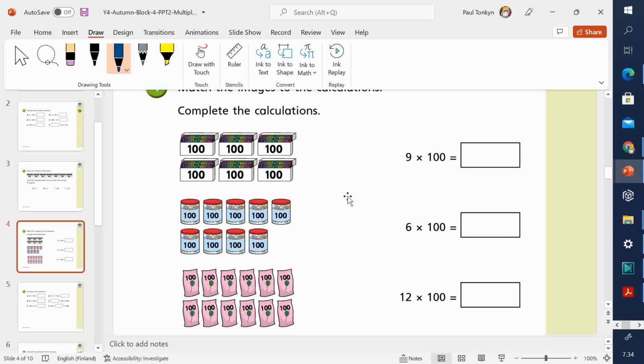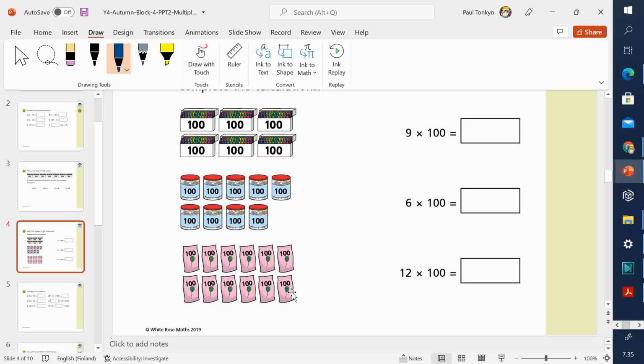Okay, next one. Now you need to match them up. So you managed the 700. How many boxes of crayons are there here? Yeah, so 6 times 100. There's 6 here. And you're right, the answer is 600. How many tubs of counters are there? No, how many? There's 9. Right, thank you. There's 9 tubs. So it must be 9 times 100, which equals 900.